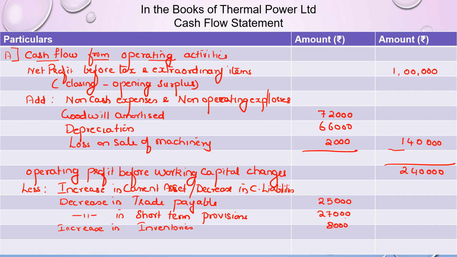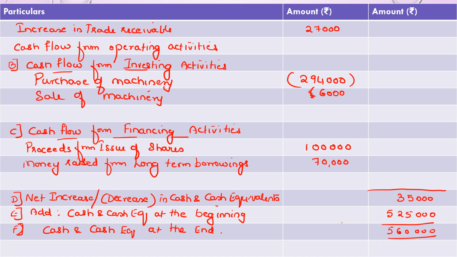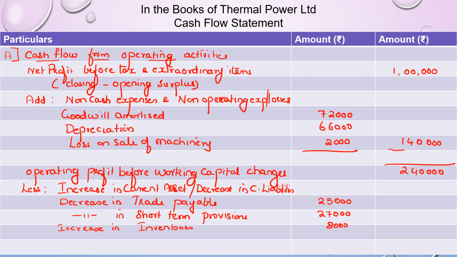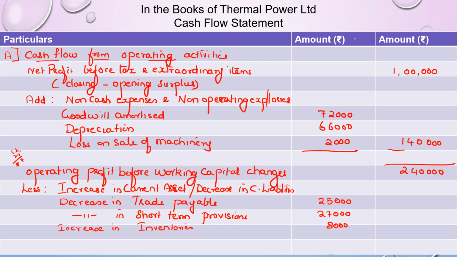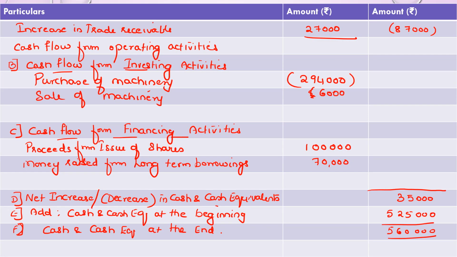Now these are the items of 25, 27, 8 and one more 27. So 27 plus 27, 54. 54 plus 8 is 62. 62 plus 25 is 87. So 87,000 we are supposed to subtract. Subtract from what? 2,40,000. So from 2,40,000, you subtract 87,000. So you will get 1,53,000. So this is the cash flow from operating activity.